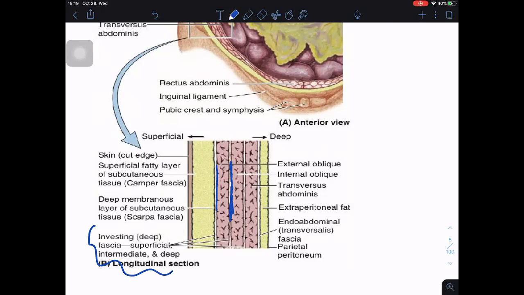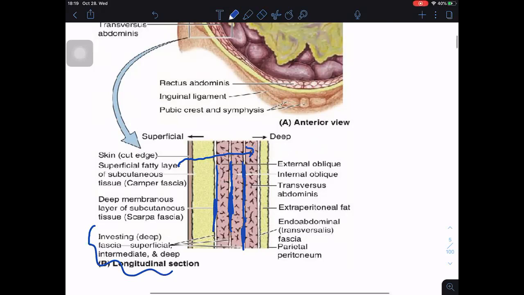And over the transversus, you're gonna have the deep layer of the investing fascia. So three layers of investing fascia we've got associated with the three layers of the muscles. Okay, so as you see, we are running through the depth of the abdominal wall, and we are almost reaching the peritoneal cavity where you have the GI tract.